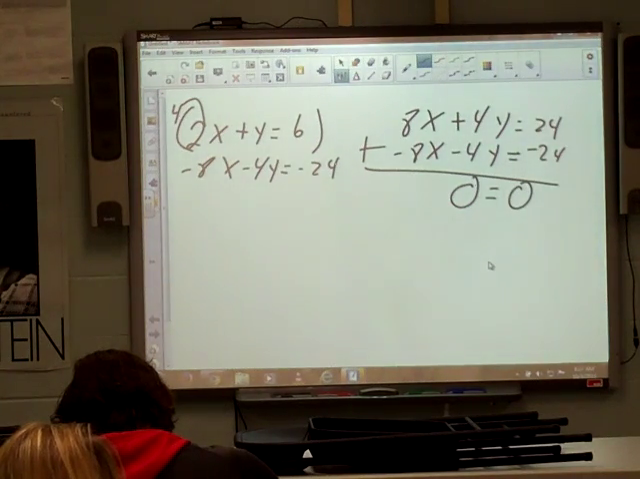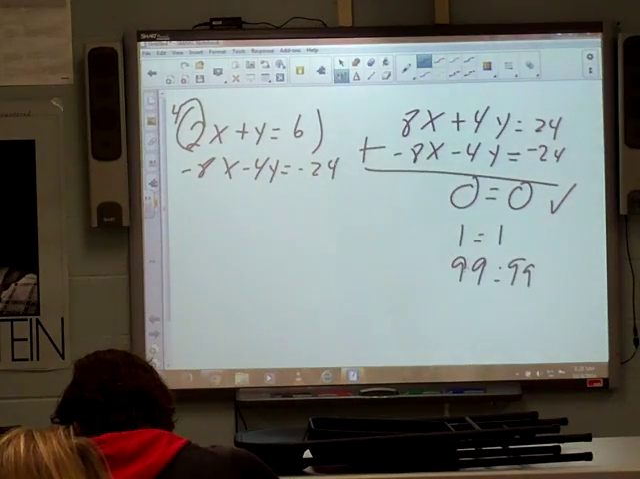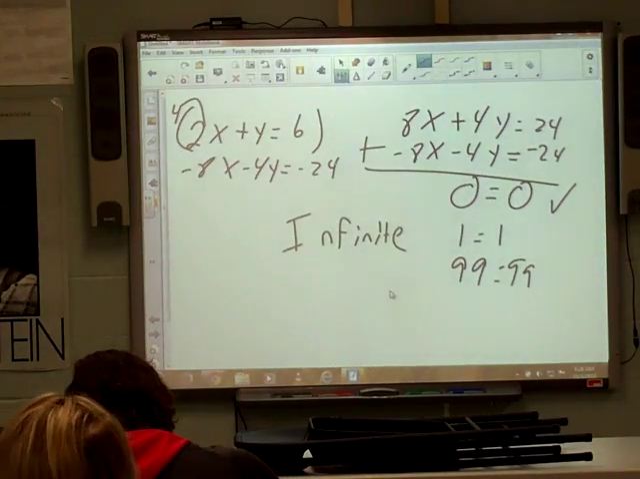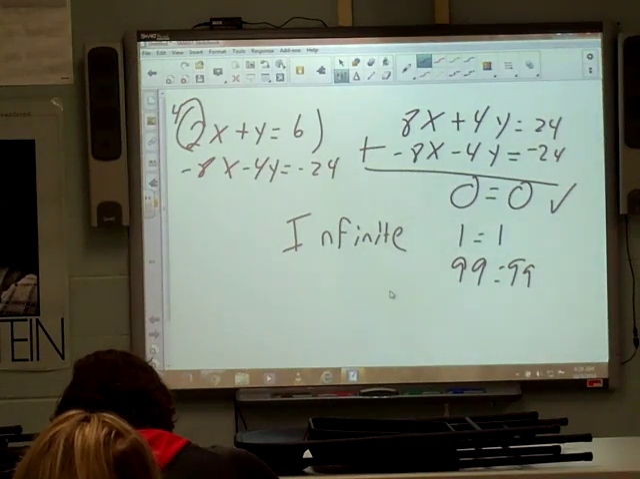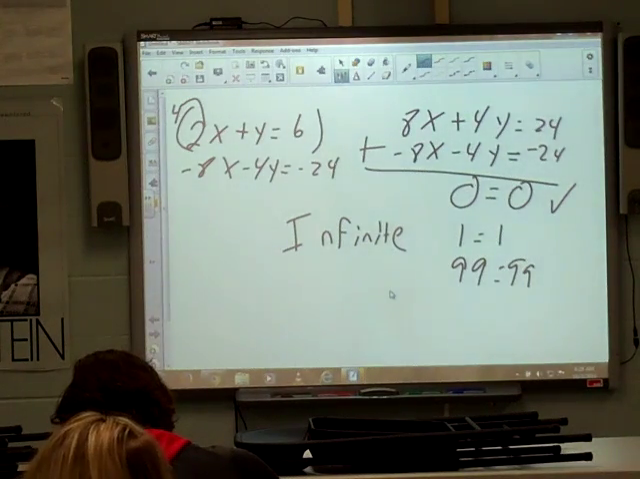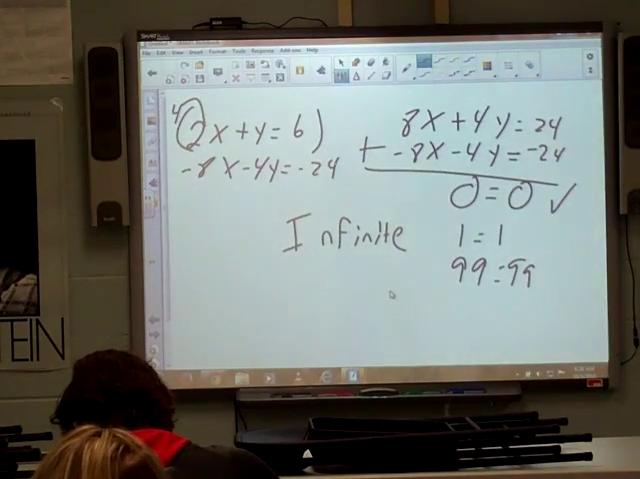Okay, now it's not always going to end up being 0, 0, but it's going to be a true or a false statement. Okay, this is true. 0 does equal 0. That's true. It could say 1 equals 1. It could say 99 equals 99. A true statement means that there are infinitely many solutions, which means it's the same line. And that one was a little obvious, as Sir Gwatney pointed out. So a true statement on that, infinitely many solutions.